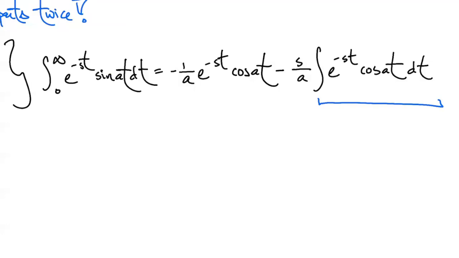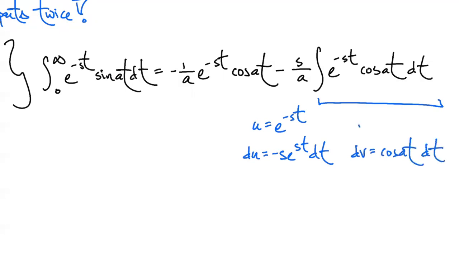And so again, I'll set up my u and my v and my du and my dv. I'm going to keep the same idea. I'm going to have my exponential function be my u. And my dv, therefore, will be cosine at dt. And where did that come from? It came from 1 over a sine of at. All right, so this is where our second integration by parts happens.